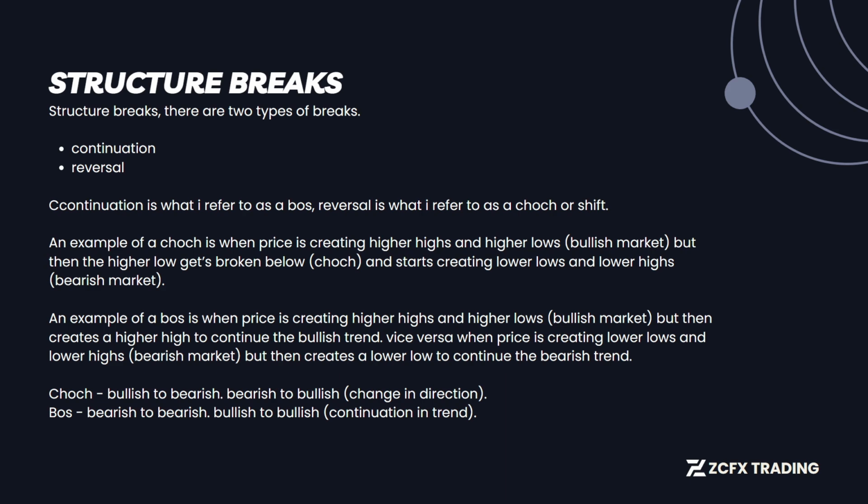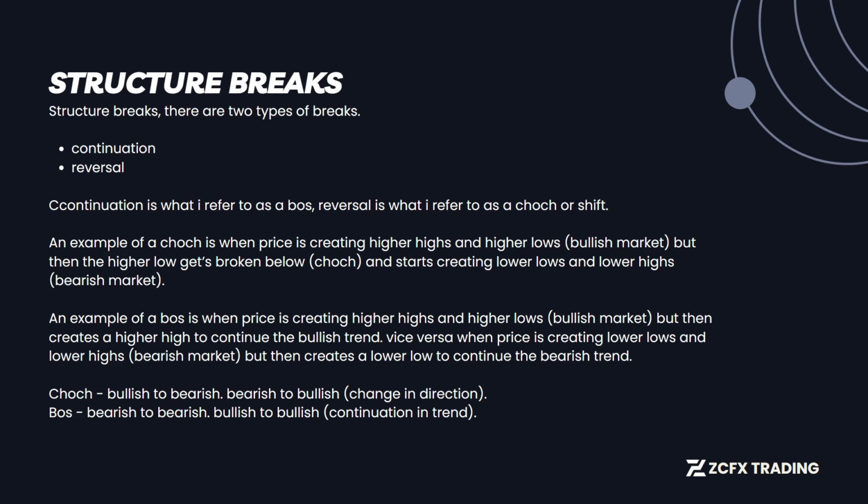An example of a CHoCH is when price is creating higher highs and higher lows, so a bullish market, but then the higher low gets broken below, so it closes below. That would be a CHoCH, and then it starts creating lower lows and lower highs, a bearish market. The reason it's a CHoCH is because it took out the previous higher low. It's closed below it, and it's the first break of structure in the opposite direction. That's all the CHoCH is: the first structure break in the opposite direction, indicating a potential reversal.